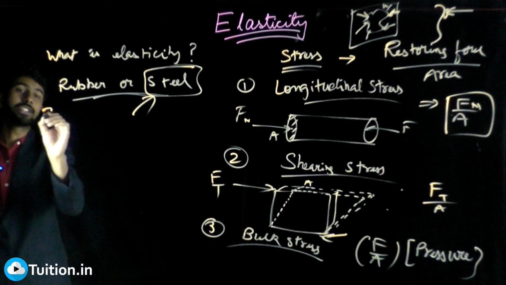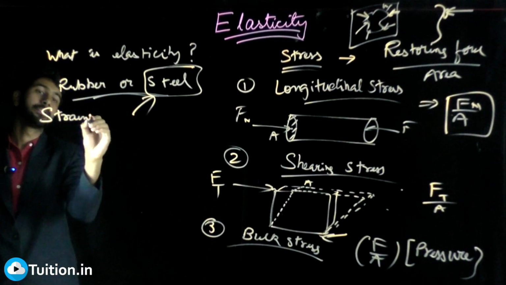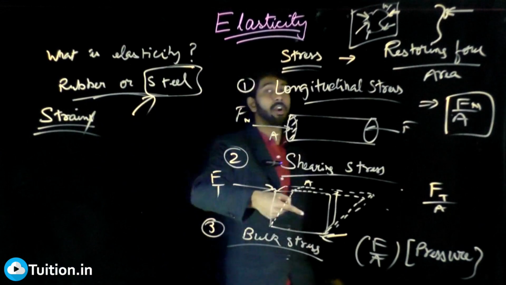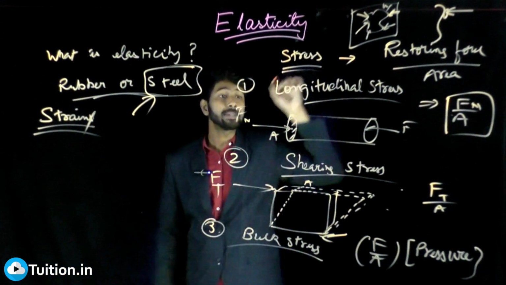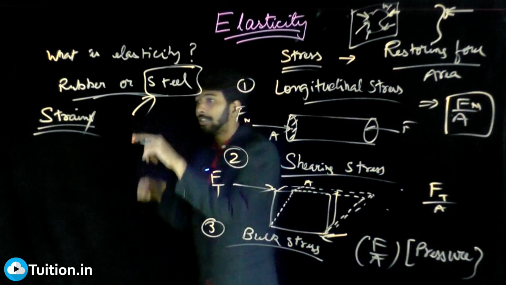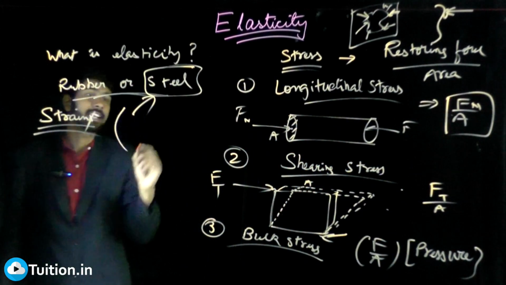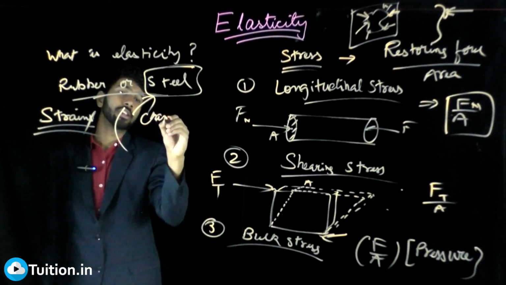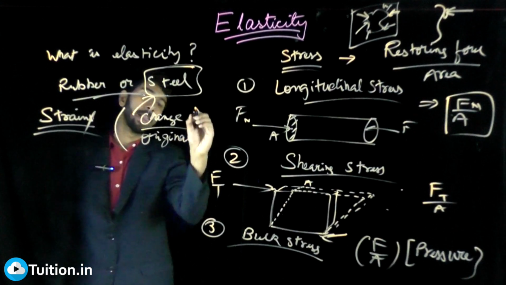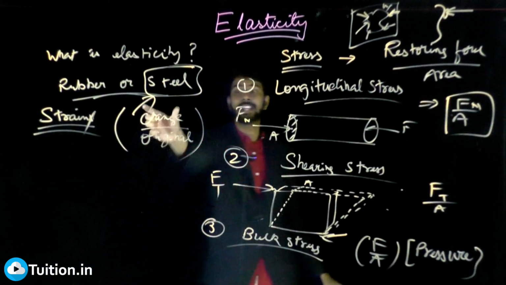Let's look at strains. What do you mean by strains? Strain. The effect of stress on the body is called strain. So you are applying some stress on the body, because of that it will undergo some change of shape. That change of shape is called strain. It is usually change by original.